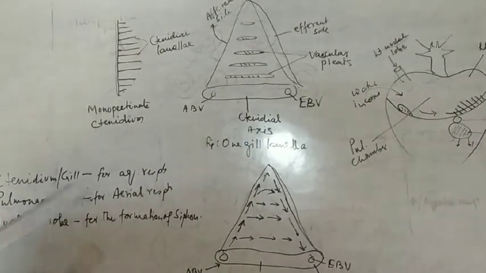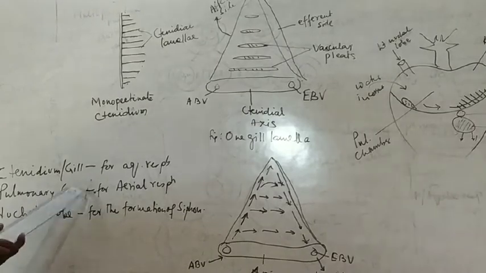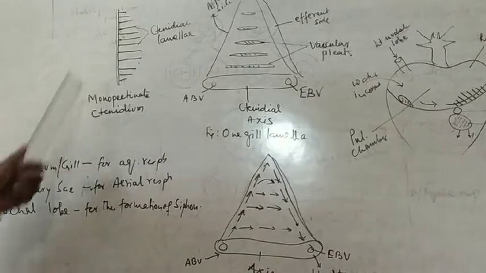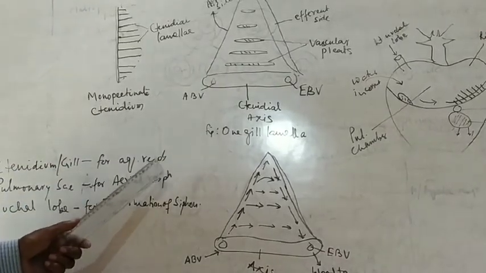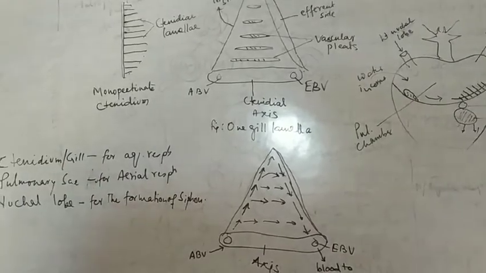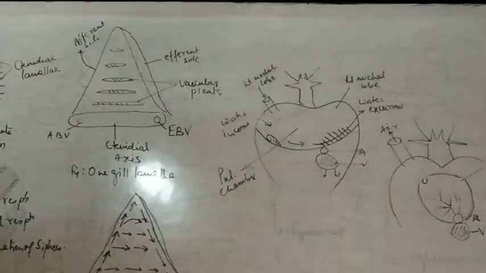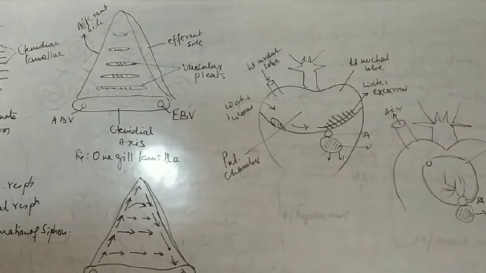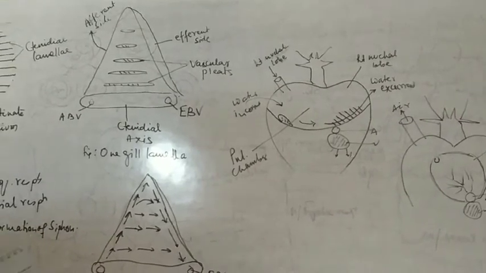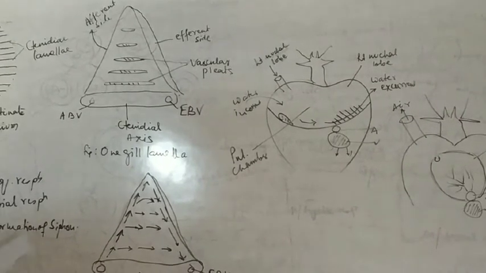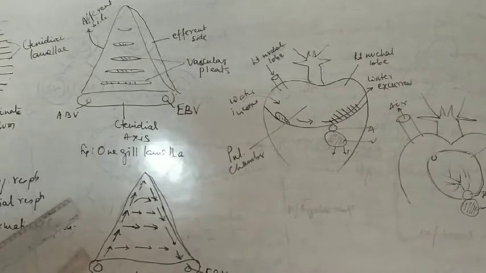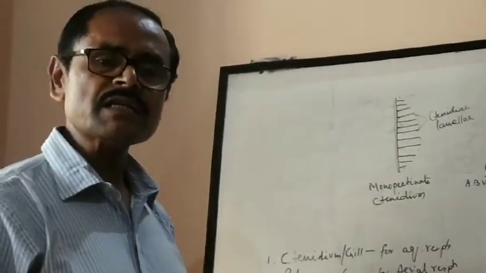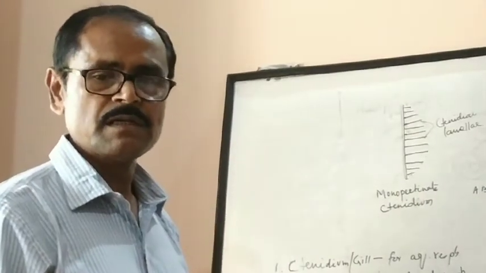It also has pulmonary sac and nuchal lobe for performing the respiration. So these are the related organs which help in its respiratory process. Now we will go towards the mechanism of respiration, how Pila respires. First of all, we will discuss how respiration takes place in water, I mean aquatic respiration.